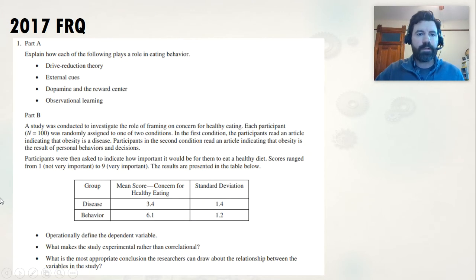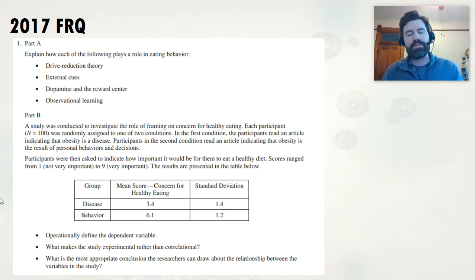All right, last one. This is from 2017. Part A, explain how each of the following plays a role in eating behavior. And then there's a bunch of terms there. We're not going to go into those because this is application based. So what you would do for these is you would use DEA: define these terms, explain these terms, and apply to how they could play a role in eating behavior, right? How can external cues play a role in eating behavior? You know, the fact that you drive by your favorite restaurant or you smell something delicious cooking in the kitchen. These are external cues that can impact your eating. That's what you do for part A.